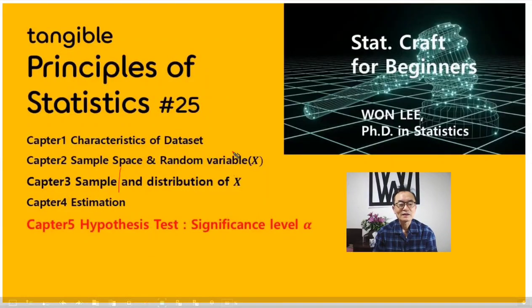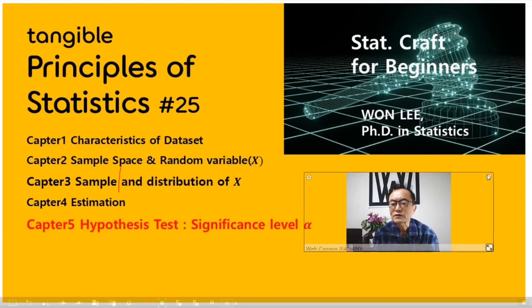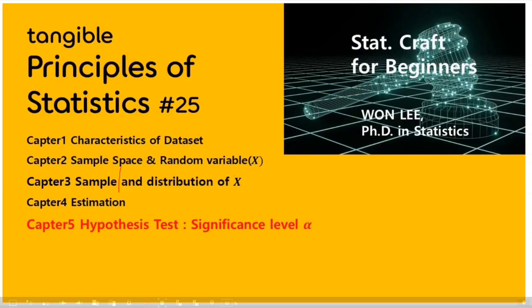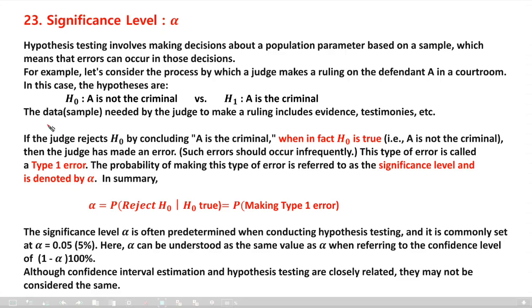We are studying now hypothesis test. Today's topic is significance level, say alpha. It is a little complicated concept, terminology, so I think you may understand this terminology. Hypothesis testing involves making decisions about the parameter based on a sample, right?